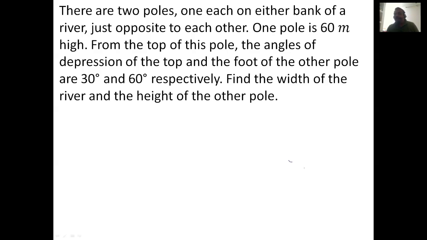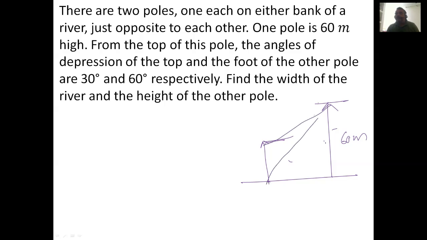So there are two poles. This is our pole, which is 60-meter high, and the other pole, which is shorter. The angle of depression of the top is 30 degree, and this is 60 degree. So if we see that, we have told you that these are the alternate angles. This will be 30 degree and this will be 60 degree.